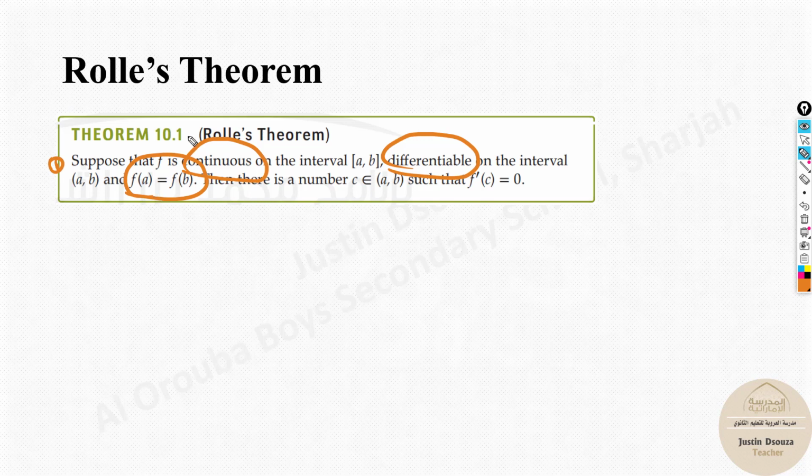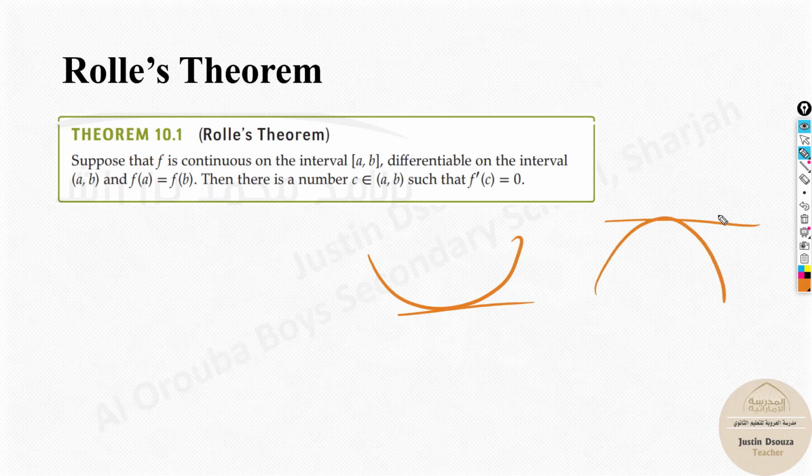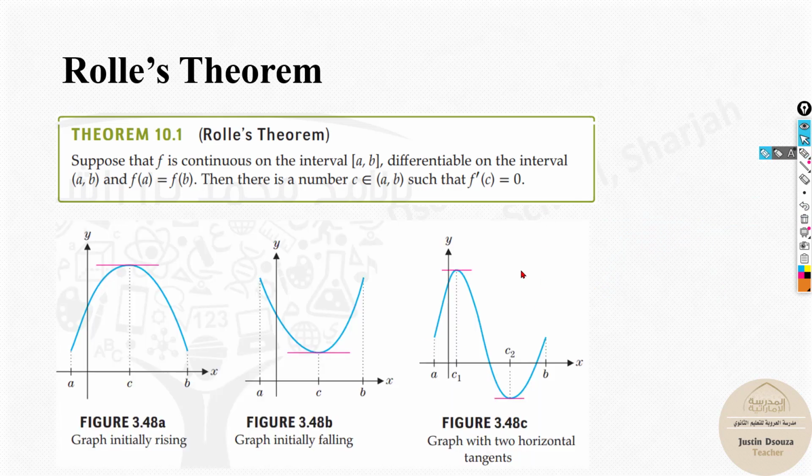Now, if it passes these three conditions, then and only then you can tell there is a number c within this interval such that its derivative at that particular value will be 0. That means this is the point where the derivative is equal to 0. So it will be a flat line basically. Derivative is the slope of the tangent line, isn't it? So that is 0. Let's see a figure over here.